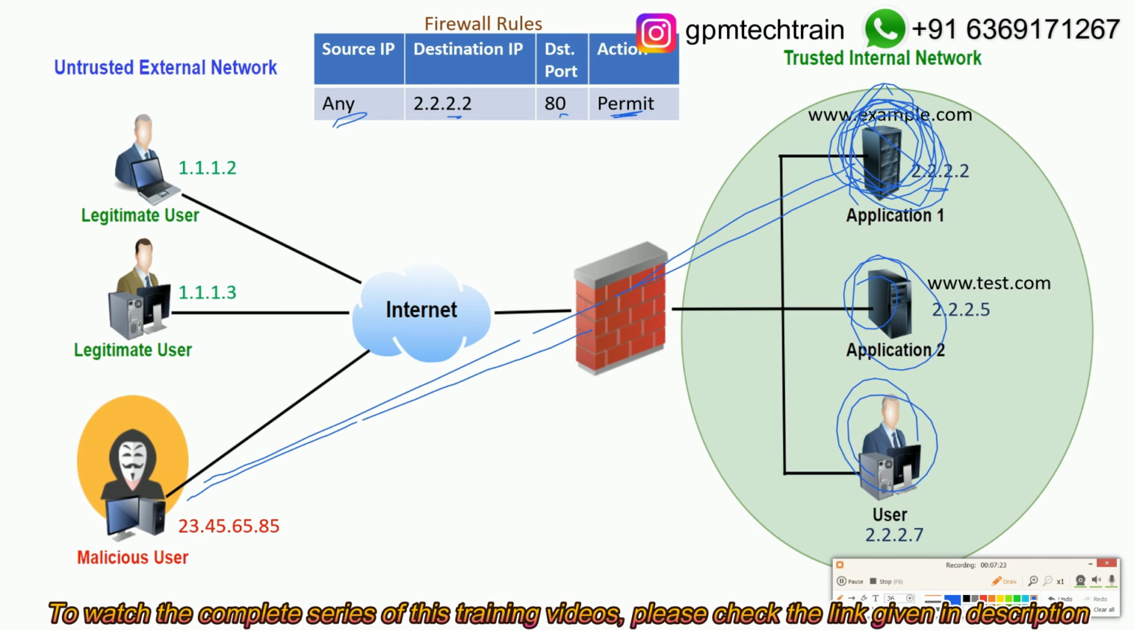Because in the legacy network firewall, as I said, it works only on layer 3 and layer 4. It will simply check the source IP, destination IP, and the port number. That's it. If you have a permit rule, then the traffic is permitted. It will not check whether you are a malicious user or a legitimate user.